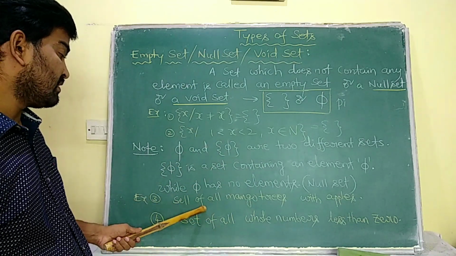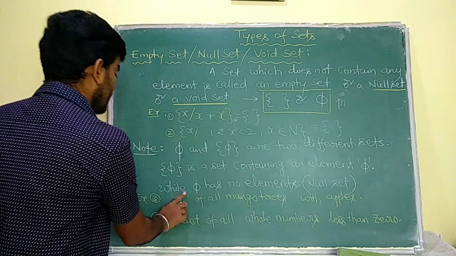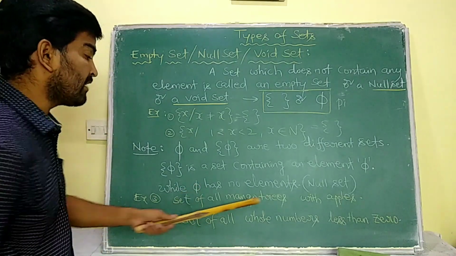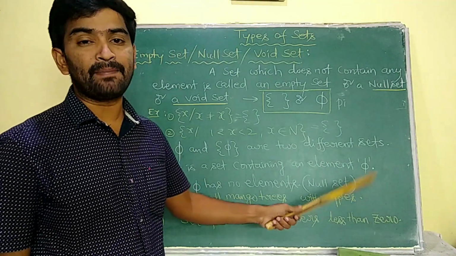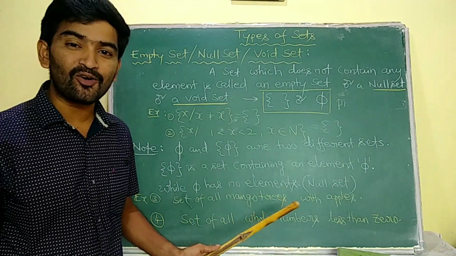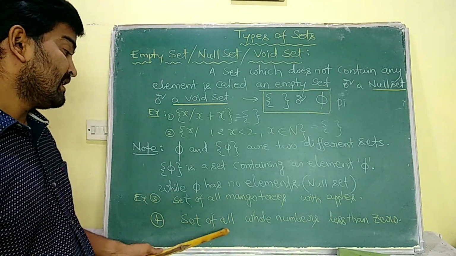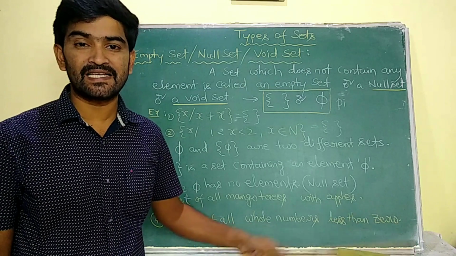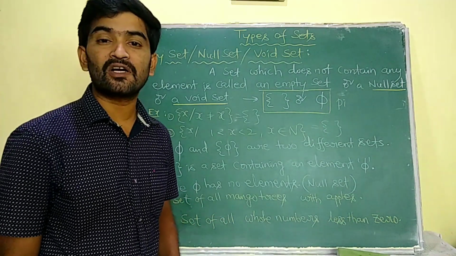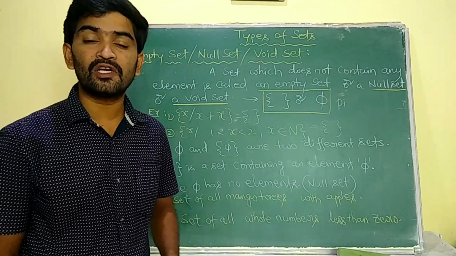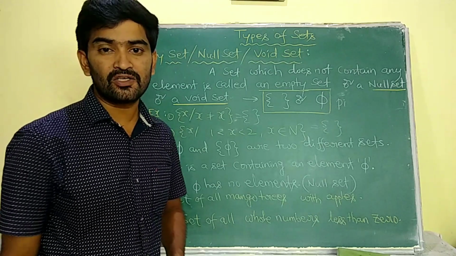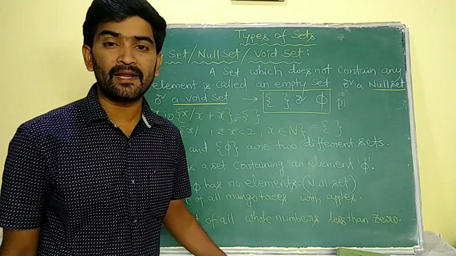Now another example. The set of all mango trees with apples. There is no mango tree with apples, so it is also an empty set. The set of all whole numbers less than 0. We know that whole numbers start from 0, so there is no whole number less than 0. That is why it is also an empty set.